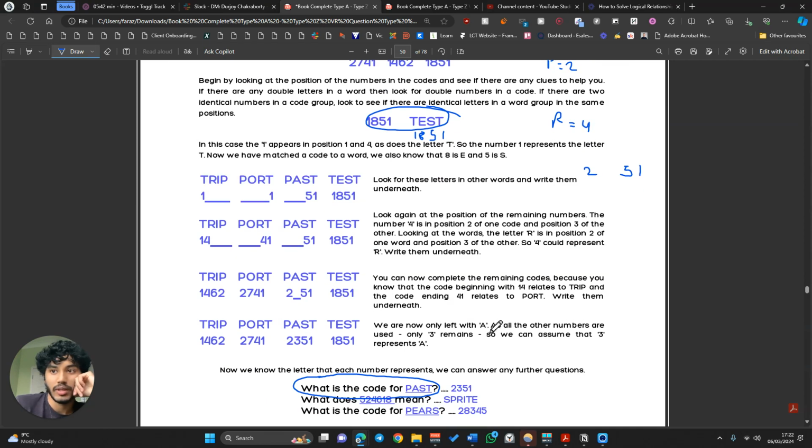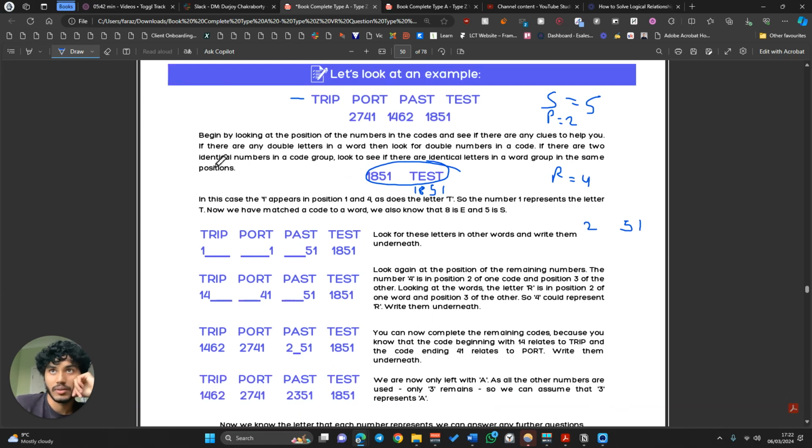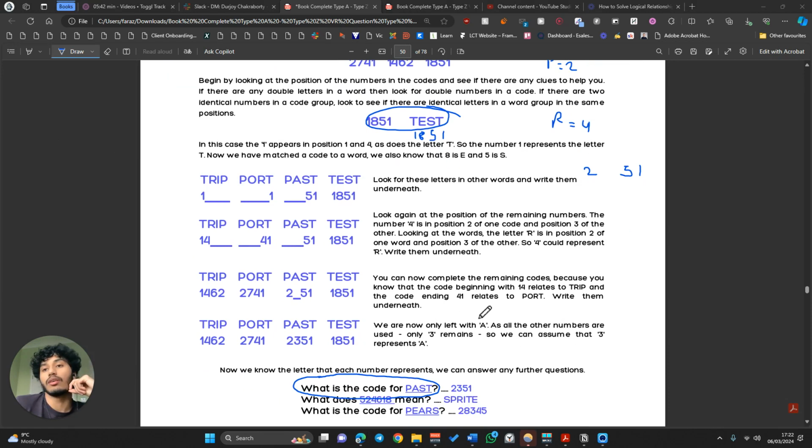We are now left with A, as all the other numbers are used, only 3 remains. 3 represents A. So this is a type of question. I think this is a difficult one.